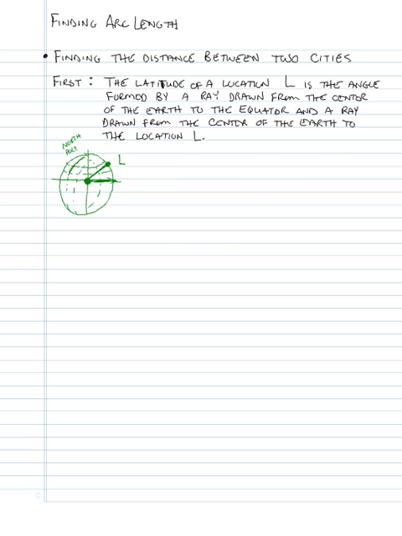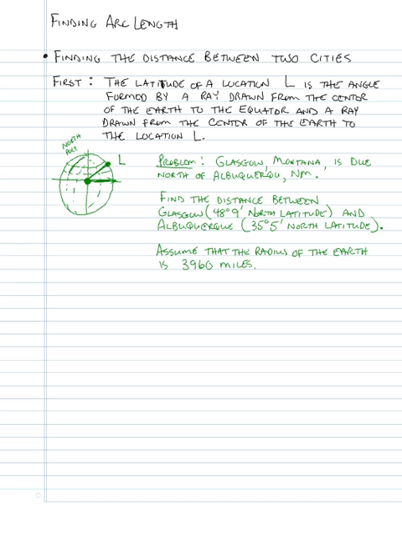So here's our problem. Glasgow, Montana is due north of Albuquerque, New Mexico. Oops. As I read this, I see I missed a letter. Find the distance between Glasgow, which is at 48 degrees 9 minutes north latitude, and Albuquerque, which is at 35 degrees 5 minutes north latitude. Now the north part means that we're measuring from the equator north, and so we could have south latitude. That'd be we measure from the equator south. But here they're both north of the equator, so those are the latitudes of measurement.